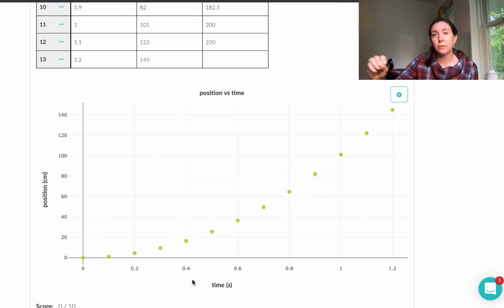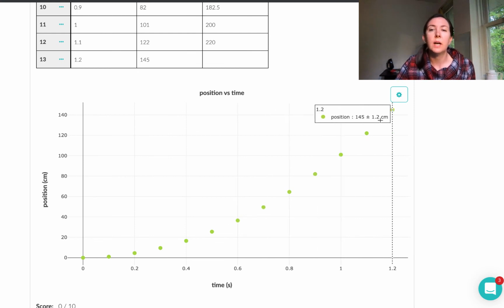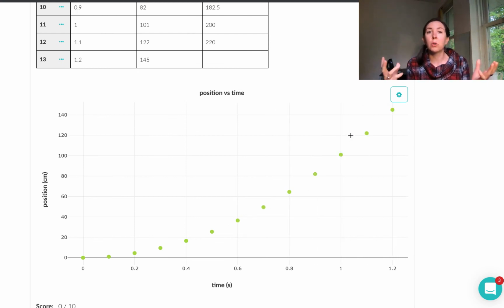Notice how it's curved. That curved position versus time graph tells me that the velocity is changing over time. The puck travels a very small distance in the beginning, and then it gets bigger and bigger and bigger as time goes on, meaning it starts off with a small position versus time, or a small velocity, a small slope of this line, and then the slope gets bigger, or the velocity gets bigger. It covers more distance in the same amount of time.